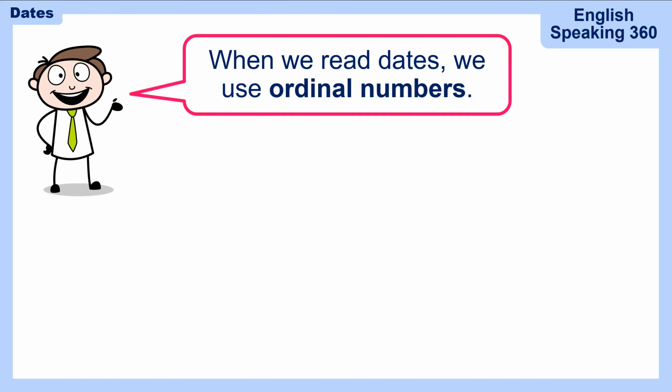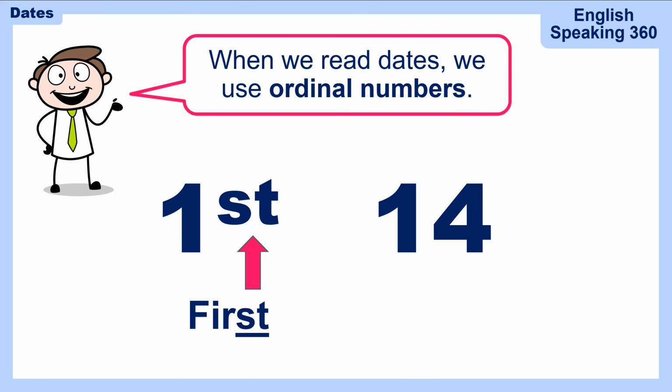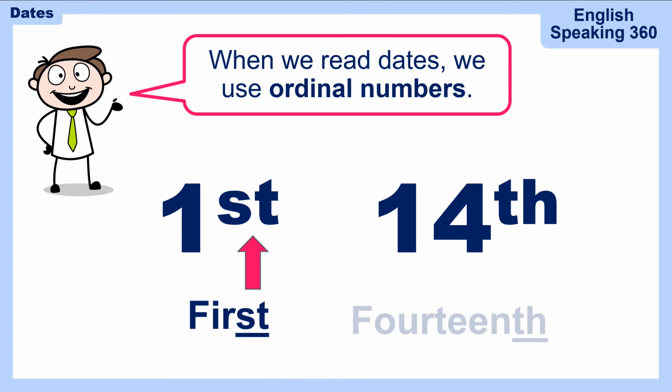When we read dates in English, we use ordinal numbers. 1 and 14 are not ordinal numbers. But if you add this to 1, it becomes first. So we add the two last letters, the S and the T, and then it becomes an ordinal number. For 14, we add TH. So we put TH at the top and it becomes an ordinal number.